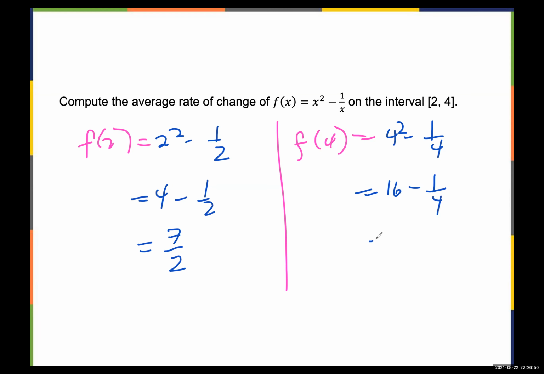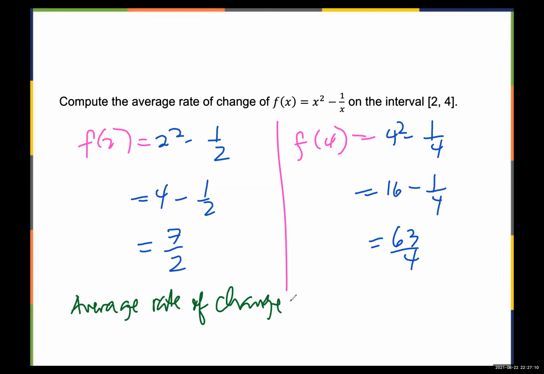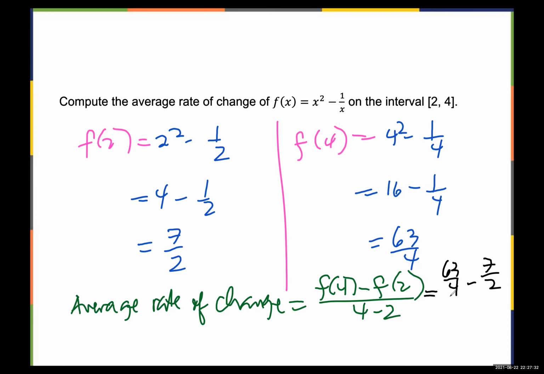And we want the average rate of change. So that is equal to f of 4 minus f of 2 over 4 minus 2. So this is like your f of 4 is 63 over 4 minus f of 2, 7 halves, over 4 minus 2. And when you simplify this, you will get 49 over 8.